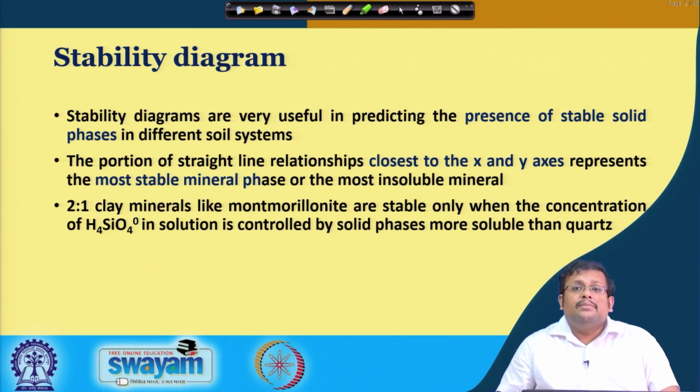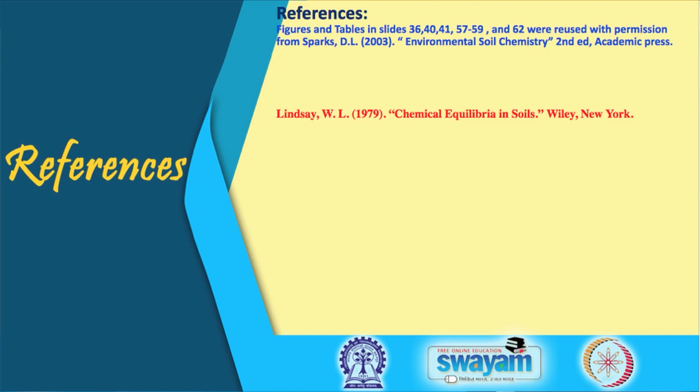So, this is basically the stability diagram, how we calculate it and how we interpret it. Let us wrap up our lecture here, and in the next lecture we will be talking about surface complexes and different types of adsorption isotherms.